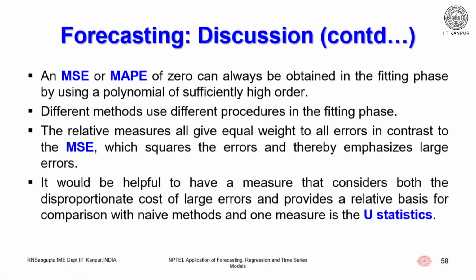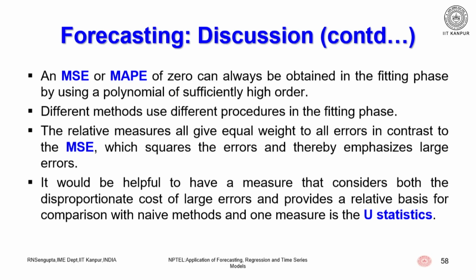The relative measures all give equal weights to all errors, in contrast to the mean squared error, which squares the errors and thereby emphasizes large errors. This is exactly the idea I mentioned: when you square the errors, an error of minus 100 would be multiplied by minus 100, so it becomes minus 100 into minus 100, and obviously it explodes. That is not the problem in the other cases like the mean error or mean absolute error. The problem of squaring the error may not be there, but obviously they have their own issues which I have just mentioned.